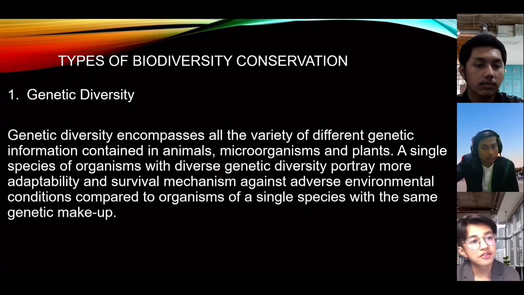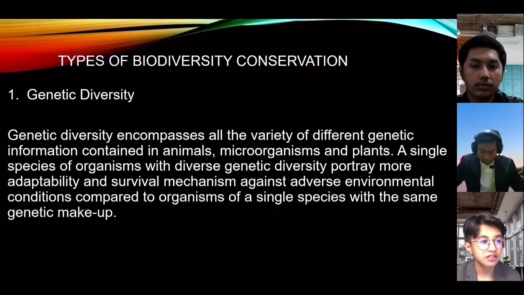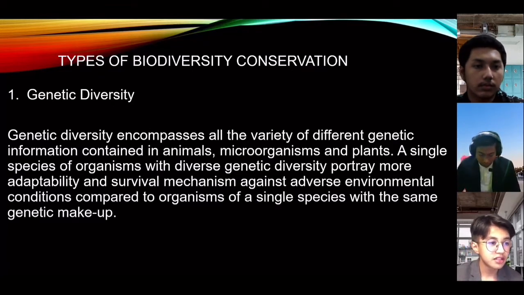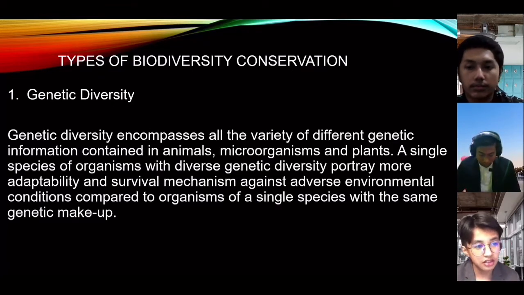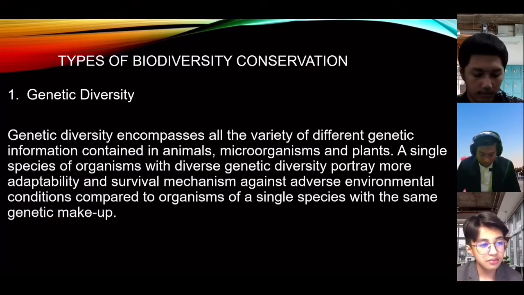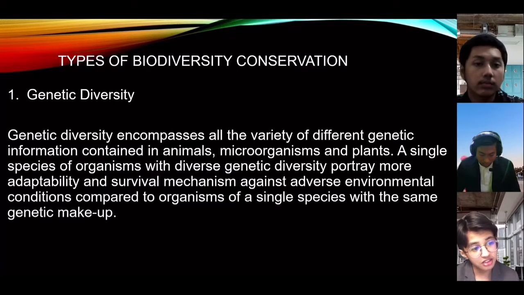Types of biodiversity conservation. First, genetic diversity. Genetic diversity encompasses all the variety of different genetic information contained in animals, microorganisms, and plants. A single species or organism with diverse genetic diversity portrays more adaptability and survival mechanisms against adverse environmental conditions compared to organisms of a single species with the same genetic makeup.